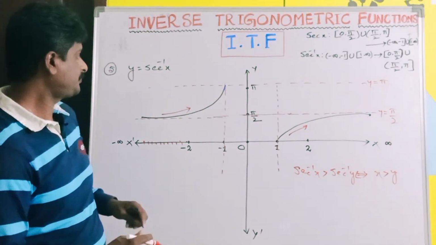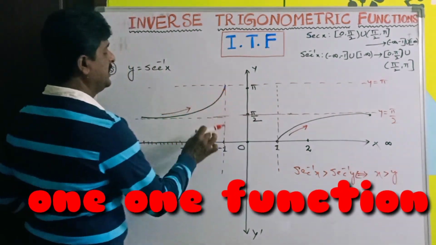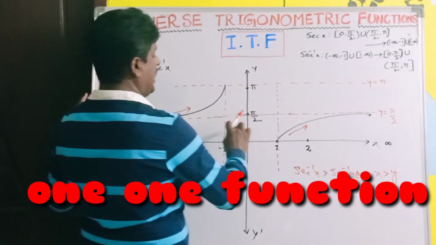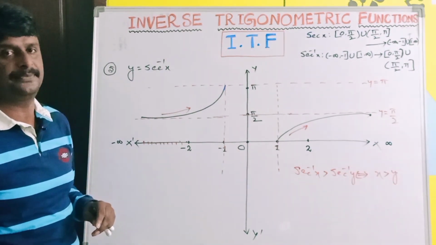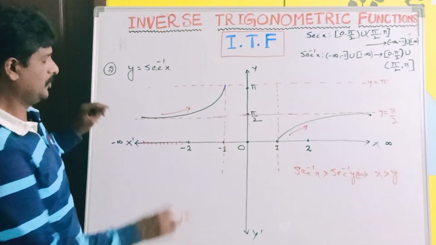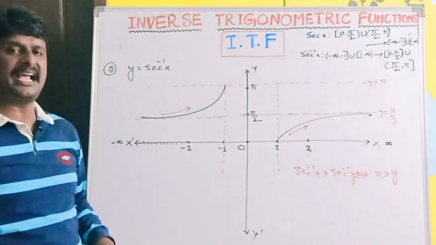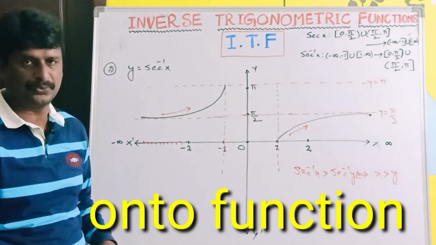And also, if we draw any line parallel to the x-axis, that will intersect the graph at only one point. Even if we draw a line like this, that will intersect the graph at only one point. And also observe that, that means it is a one-one function. Of course, its range is considered as codomain. Secant inverse x is also bijective.